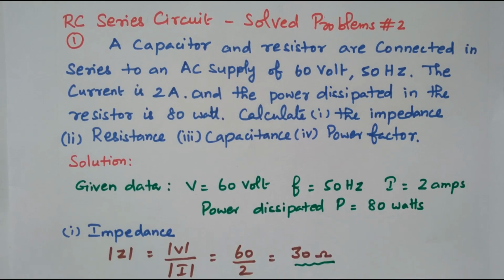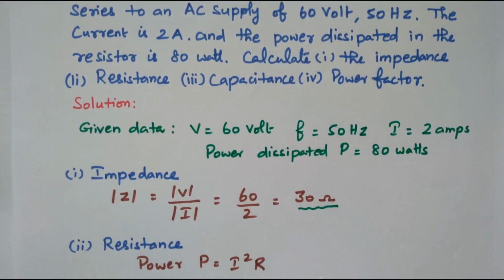First we will find the impedance. Impedance Z equals V by I. The magnitude of Z equals the magnitude of V divided by the magnitude of I. Voltage and current are available, so 60 divided by 2 is 30 ohm.